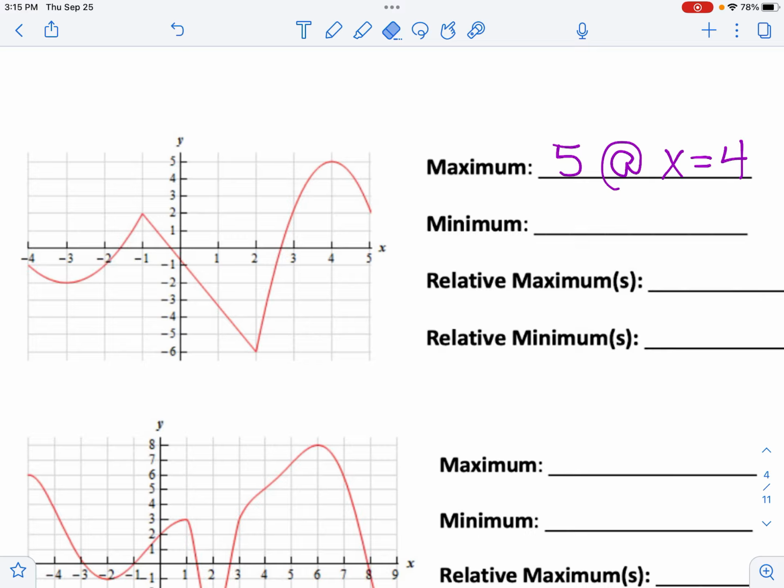My absolute minimum, where's the lowest point on the graph, would be this one here. And that goes all the way down to -6. And that is at x equals 2, right here.